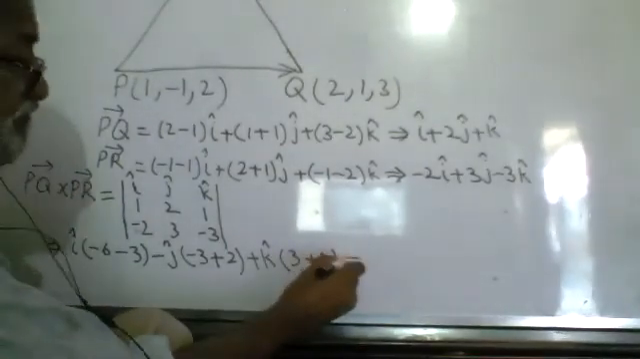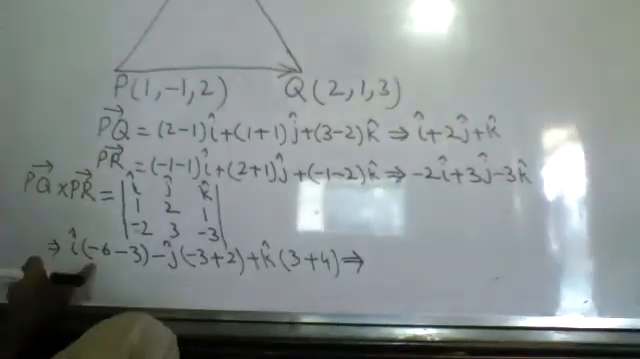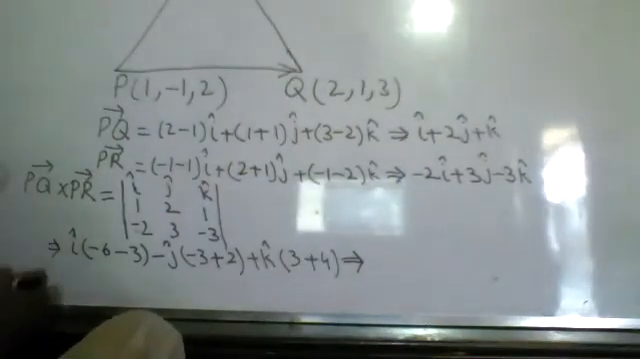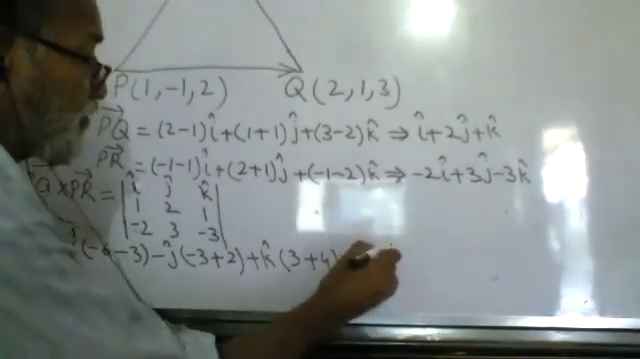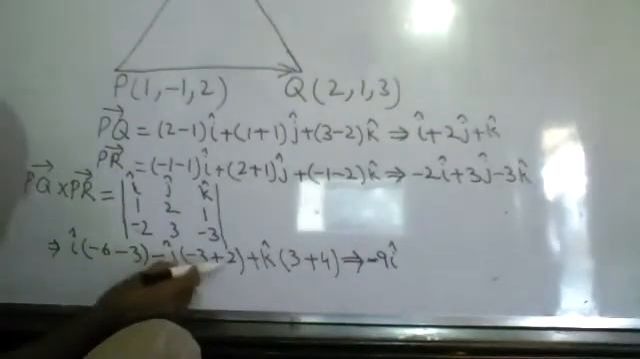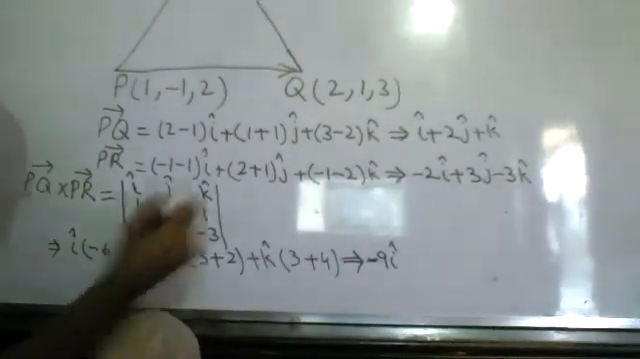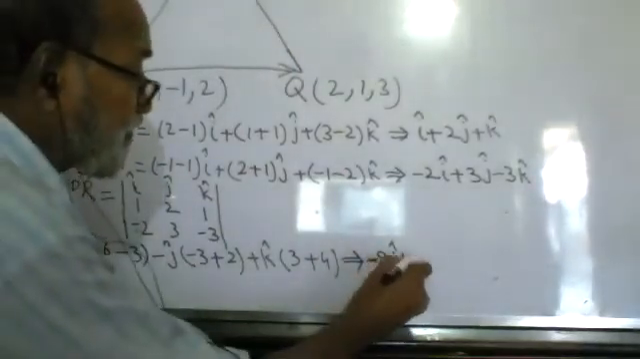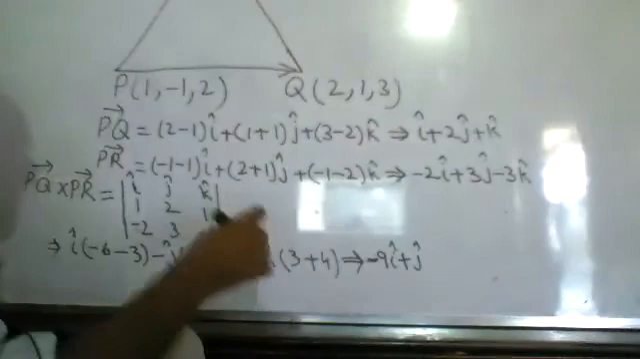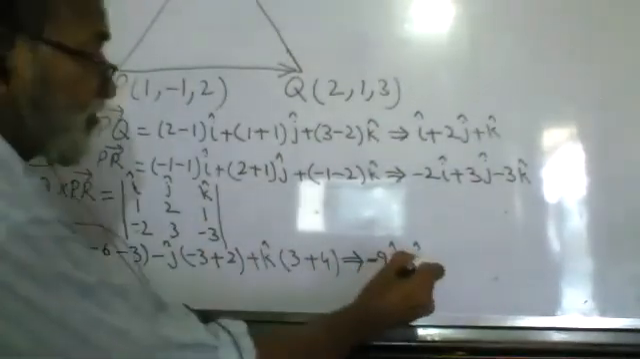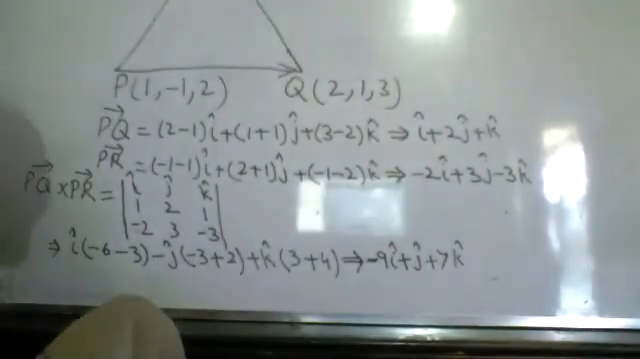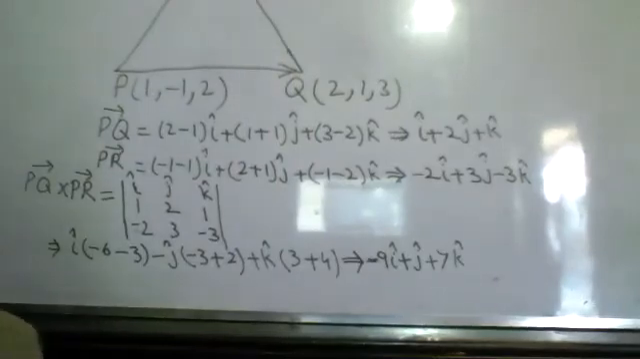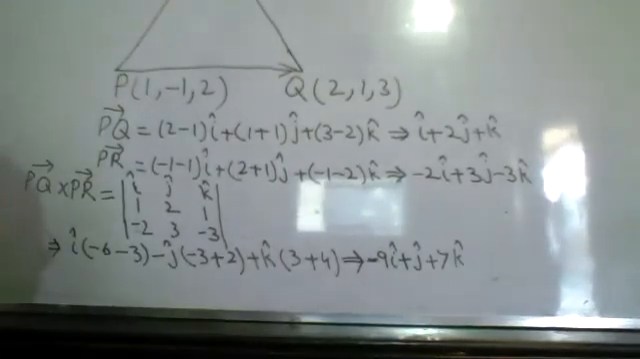Now it will become -6 minus 3 will be -9, so -9I. -3 plus 2 will be -1, and -1 into -J will be +J. 3 plus 4 will be 7, plus 7K. This is PQ cross PR.